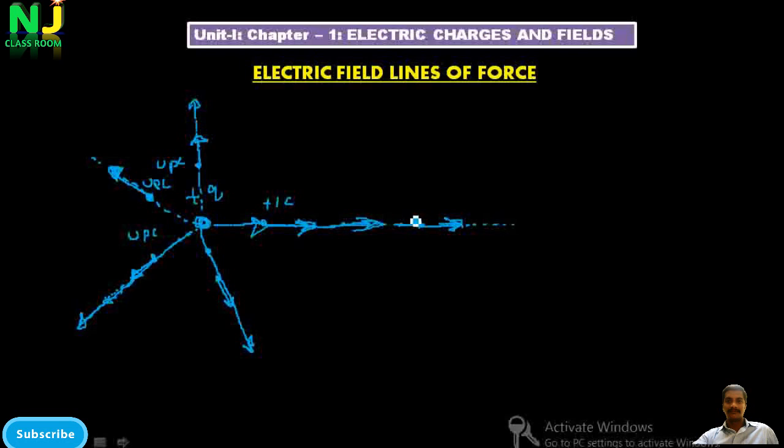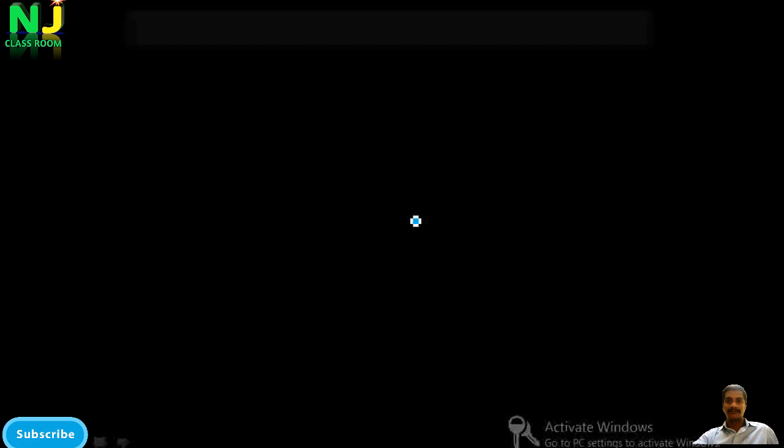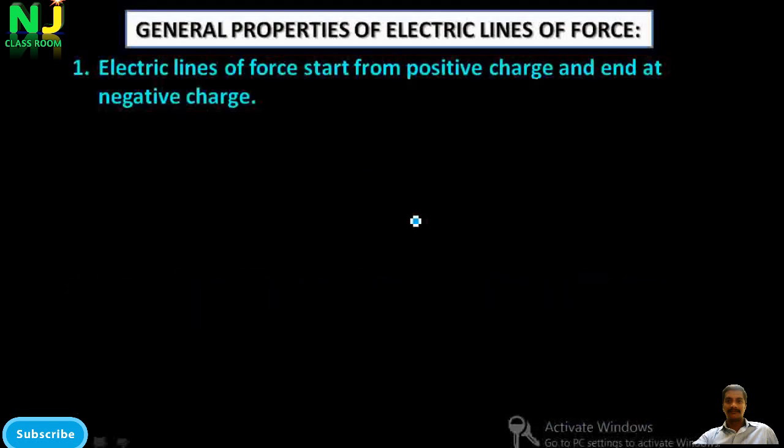So now, what is the simple definition of the electric field? By observing all these things, it is nothing but the line of force. An electric line of force is the imaginary path traced by a unit positive charge. So now we have to go for the general properties of the electric lines of force. What are the general properties of the electric lines of force?